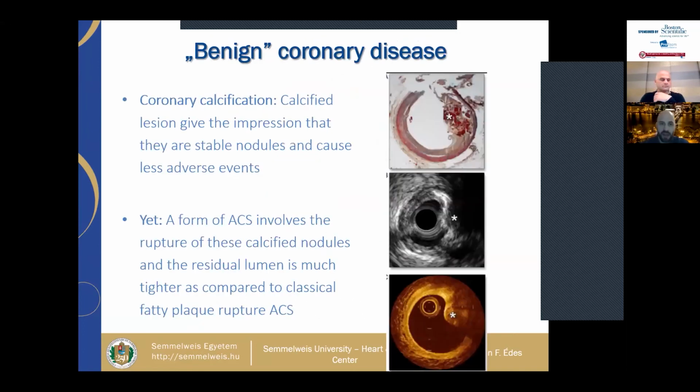big of a harm. Calcium, as everybody knows, coronary calcification causes a true problem to us interventional cardiologists, because the more we see it, the more it impacts our work. Usually these nodules that we see cause less adverse events in patients as compared to highly lipid-rich lesions, yet some form of ACS also involves calcific nodules with ruptures of these microcalcium fractures inside, leading to acute coronary syndrome similar to fatty plaque rupture and acute coronary syndrome.